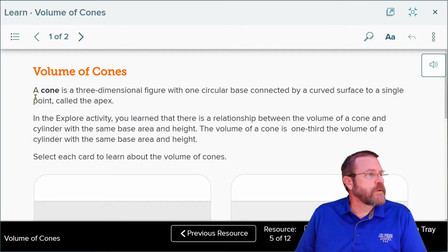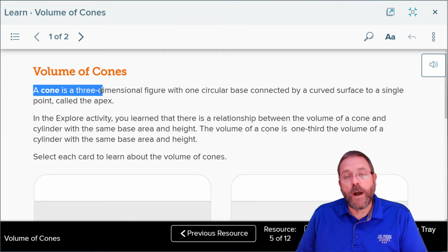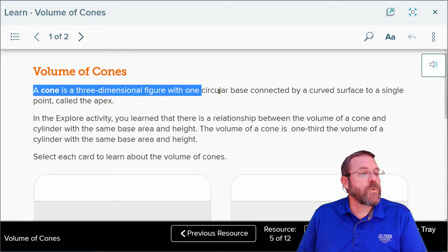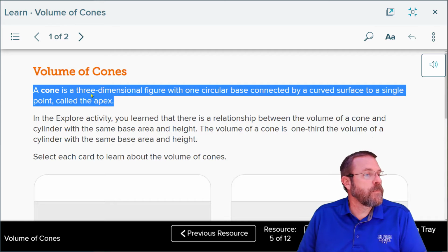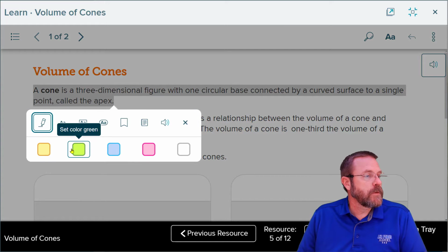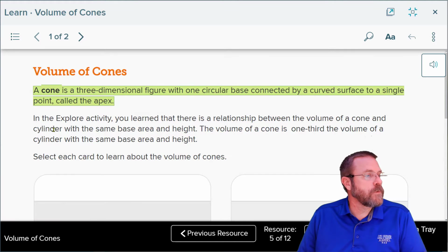We're going to start off with the definition. A cone, you should know, ice cream cone, okay? You know this stuff, guys. A cone is a three-dimensional figure with one circular base connected with a curved surface at a single point called an apex. So we're going to hit that and color it green.